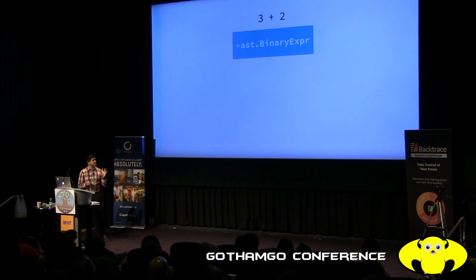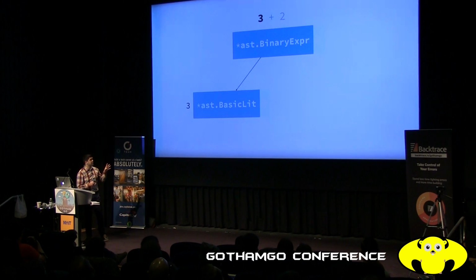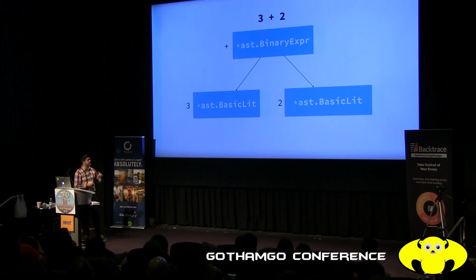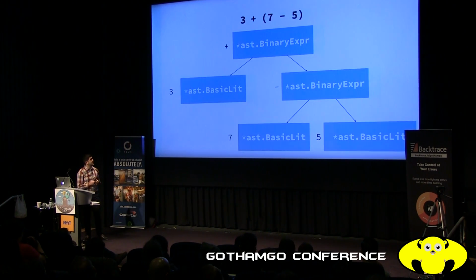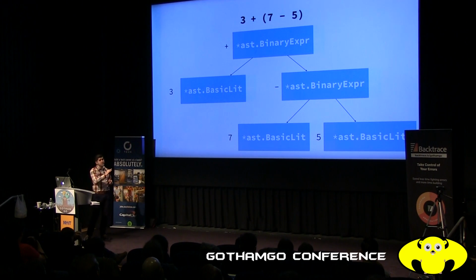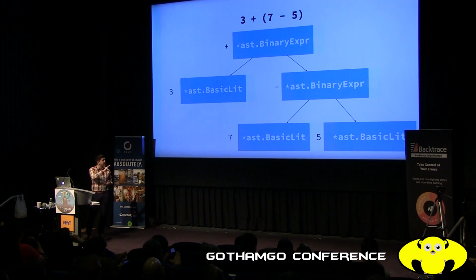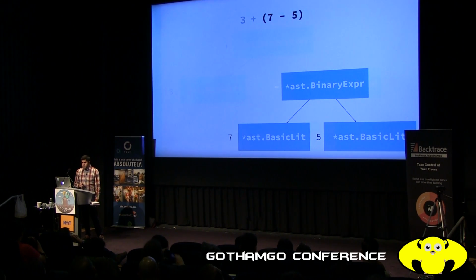This tree is still not finished. We can represent the number 3 as a basic literal, and the number 2 as another basic literal. If you combine them, you get this syntax tree for this very simple 3 plus 2. Here's another example. As you see on the right side, 7 minus 5 is another binary expression, so the right side of the node is represented as a binary expression.